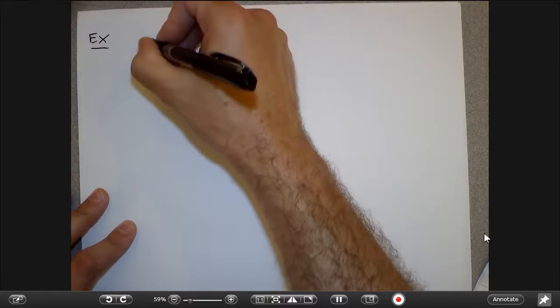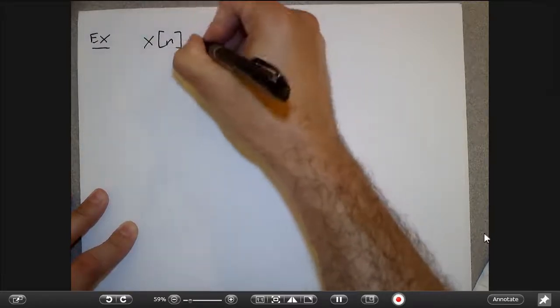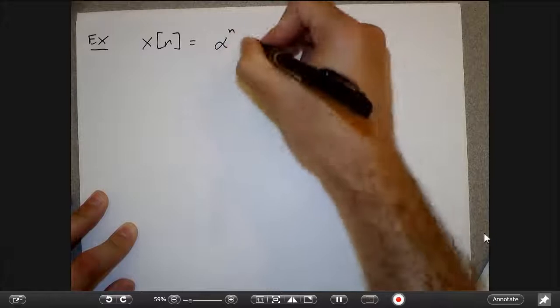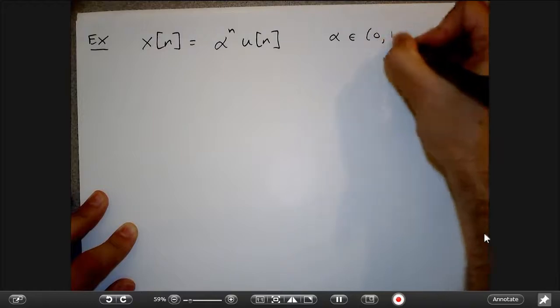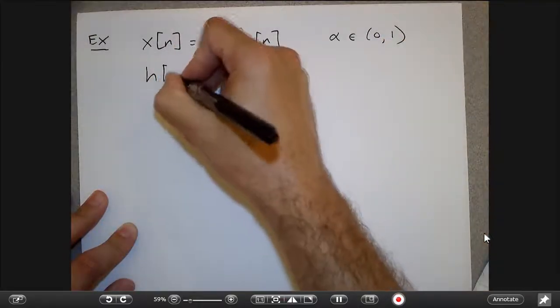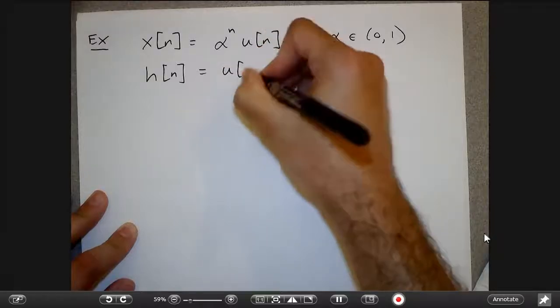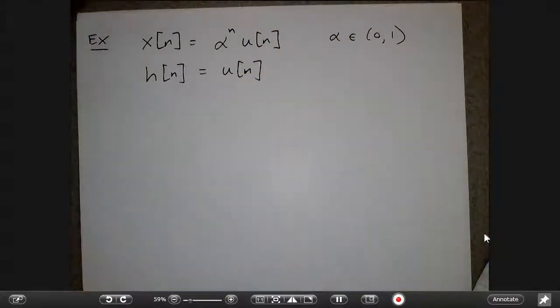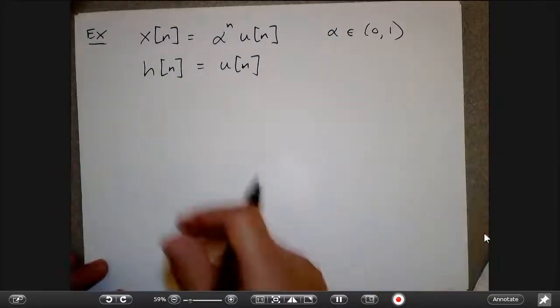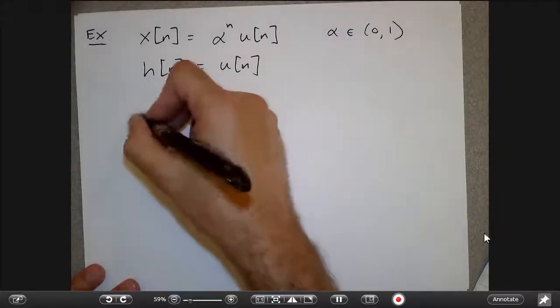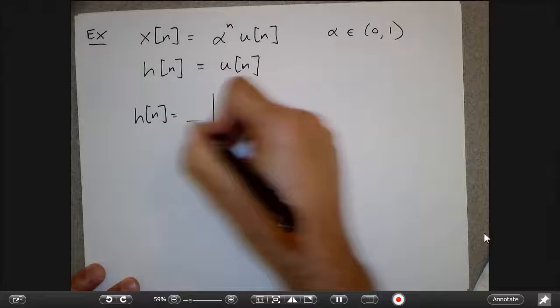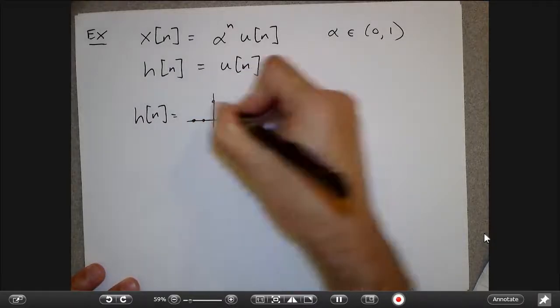Let's suppose that I give you something that's actually more symbolic, right? X of n is alpha to the n u of n, where alpha is in 0 to 1, and h of n is u of n, right? So suddenly we've kind of stepped it up a little bit. So now instead of having just numbers, like solid numbers to work with, I've got symbols, okay? So let's see if we can unpack this. First of all, it's good to visualize what these signals actually mean, right? So we know that the impulse response is easy. That's just the step function. So nothing happening, then the step turns on.